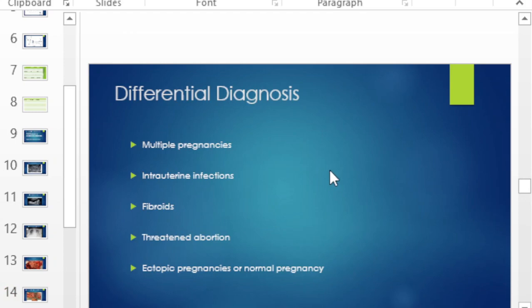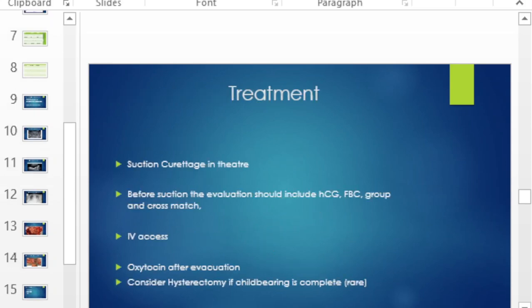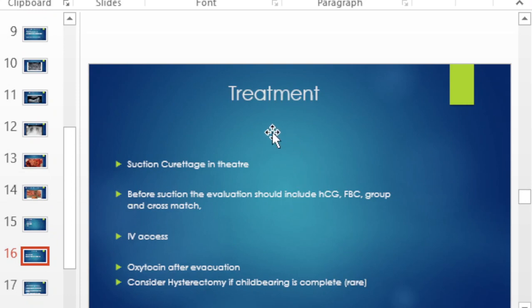Molar pregnancies should be differentiated, especially from multiple pregnancies. This condition where you get a lot of placenta, huge placenta, multiple pregnancies, infections, fibroids, threatened abortions, and ectopic pregnancies, even normal pregnancies. The treatment of molar pregnancies is to take the woman to theater, because these women bleed a lot. There's a lot of placenta there and it bleeds. This is one of the conditions that when you see it, you won't forget, because of the amount of bleeding that you see. 2 liters, 3 liters.